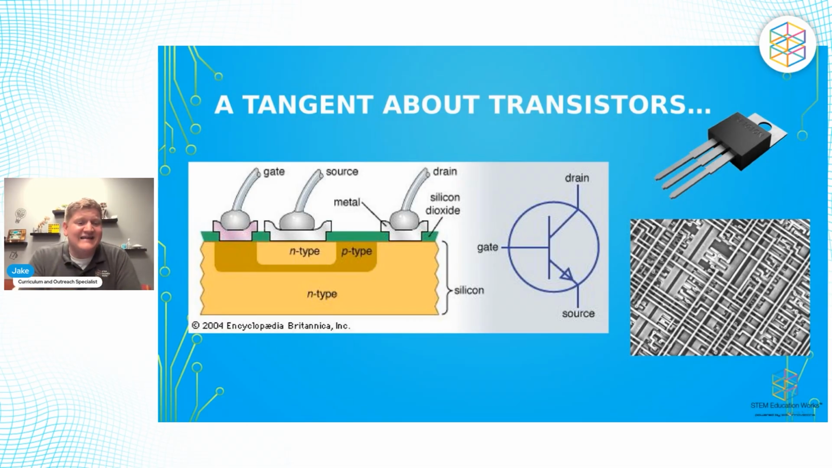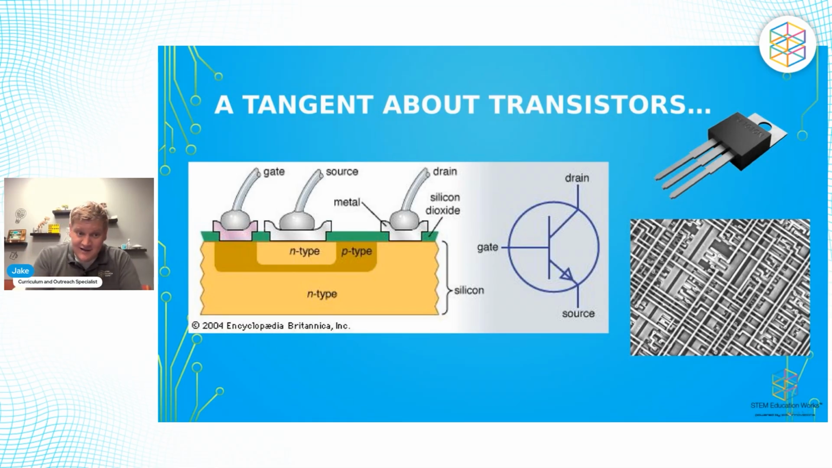Basically, the idea behind this is that the drain is where electrons will enter your transistor, and the source is where they're going to leave your transistor. But by applying a voltage through a wire that's connected to that gate lead, you can control whether the transistor allows electrons to flow through it or not.